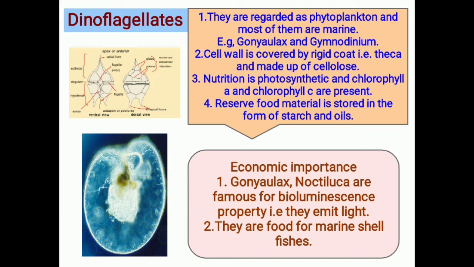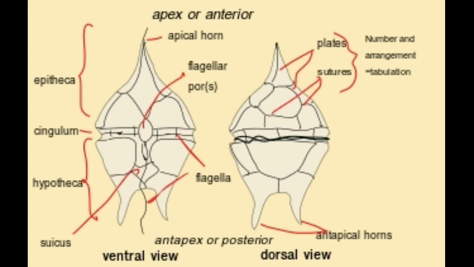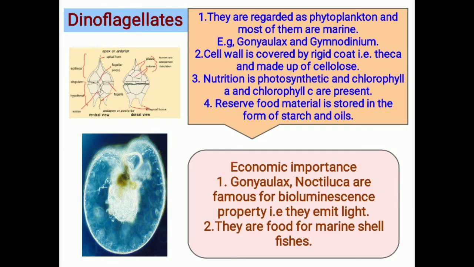So in the first diagram that you can see there are some separate scale or plate-like structures, and these plate-like structures are called the theca, which is made up of a carbohydrate material called cellulose. Cellulose is also the material which makes the plant cell wall. So here they form small patches or plates over the unicellular body. Therefore, it is called the theca.